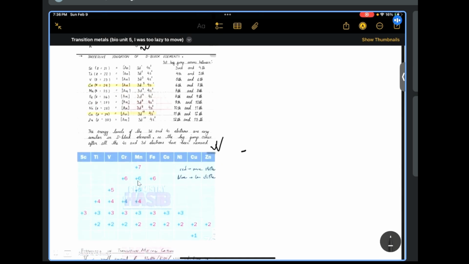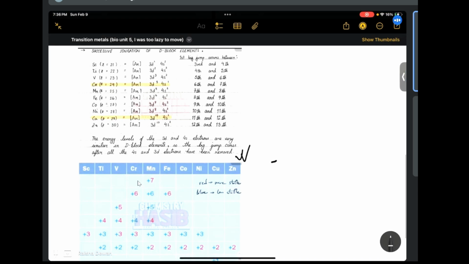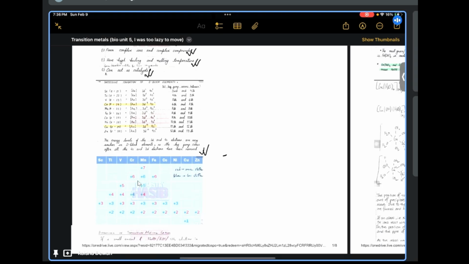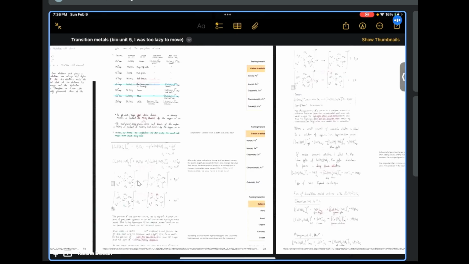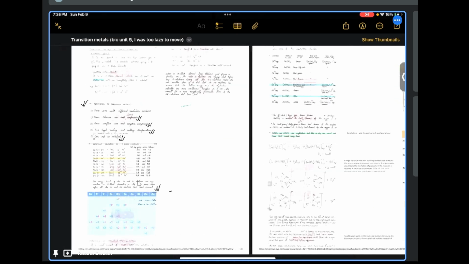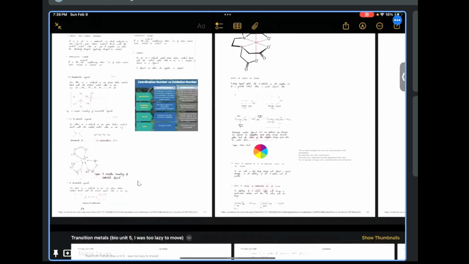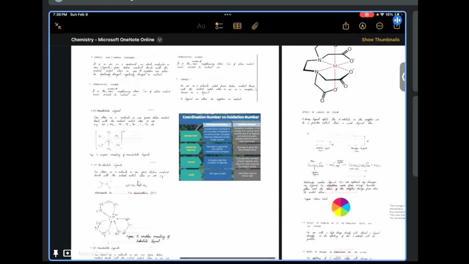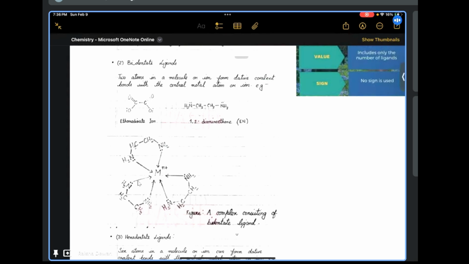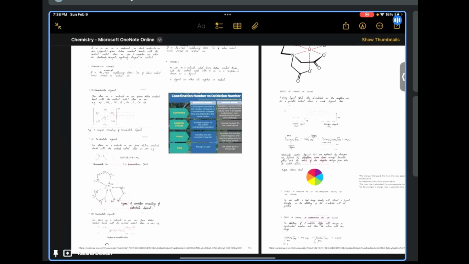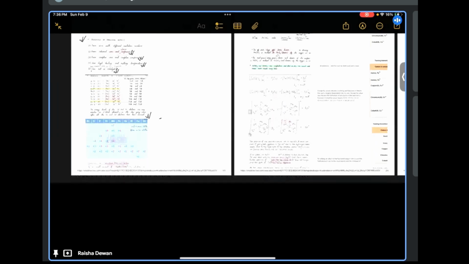Now regarding the successive ionization energies of d block elements. Yes, ask me. Sir, what do you mean by complex ions? Achha, regarding the complex ions, we will go through them and learn them in detail. If you want to see about the complex ions right now, this is what complex ions look like. This is what a complex ion is, a complex consisting of bidentate ligands. We'll go through them in a couple of minutes, okay?